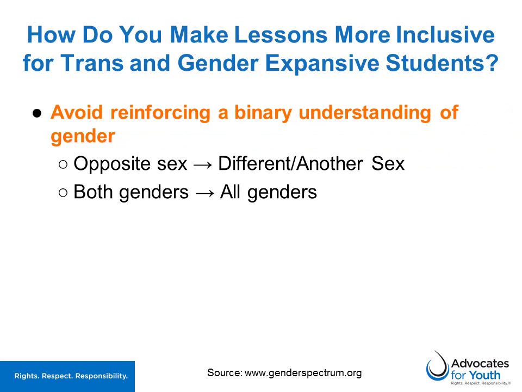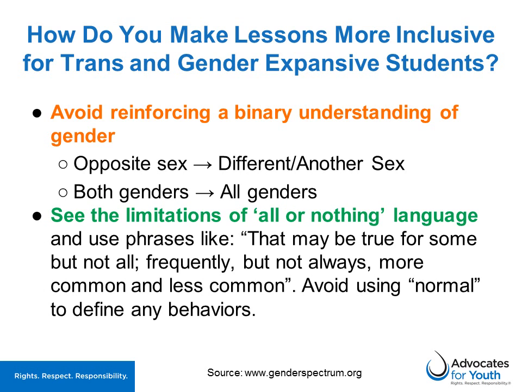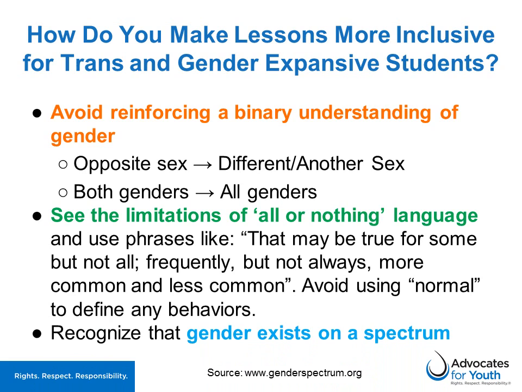Some other ideas to really avoid reinforcing the binary. So instead of saying the opposite sex or two genders, really talk about all genders or another sex. Seeing the limitations of all or nothing language. So by saying things like, that may be true for some, but not all, frequently, not some, everyone, most people, that can really help to widen the inclusiveness of your language. And mostly just recognize that gender exists on a spectrum.